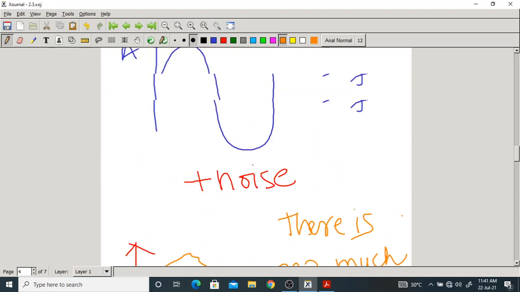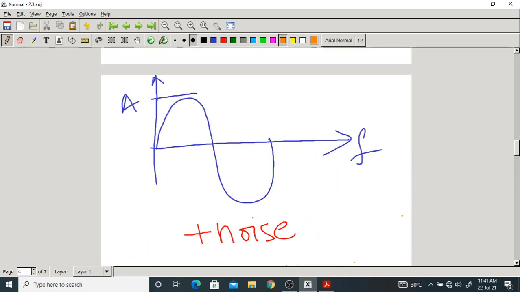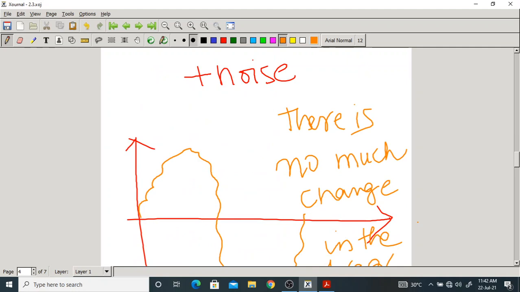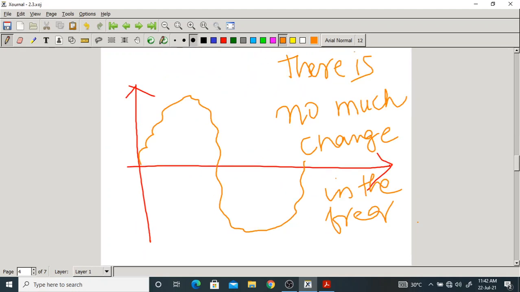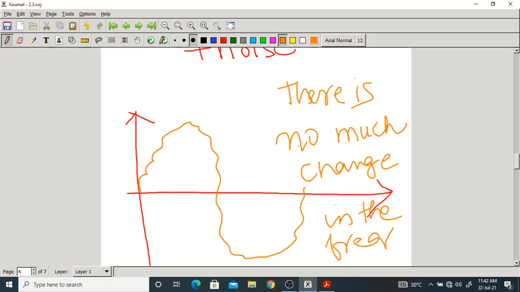Okay, but there is a lot more change in the amplitude. Amplitude is changing rapidly because of noise, or you can say that because of noise we have an amplitude disturbance. Amplitude is not the same, amplitude is disturbed, but frequency is not that much disturbed. So obviously, if it is an AM signal and amplitude is disturbed, what happens? Information is disturbed, information is lost.